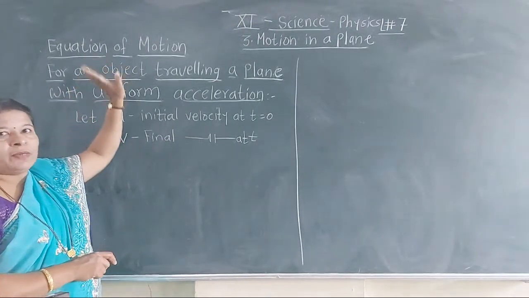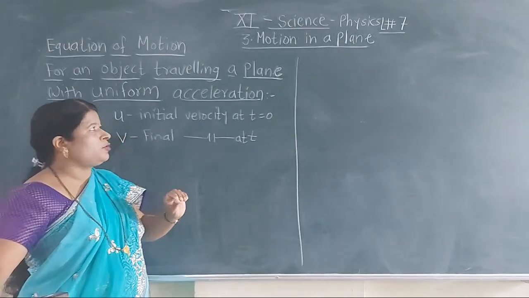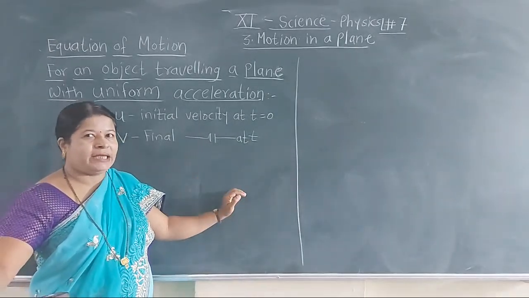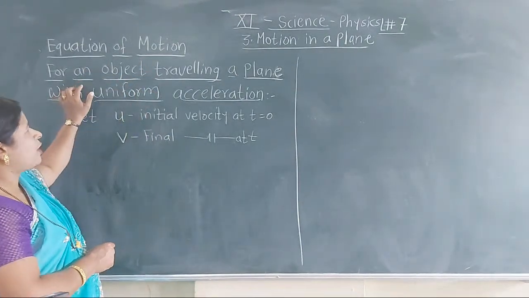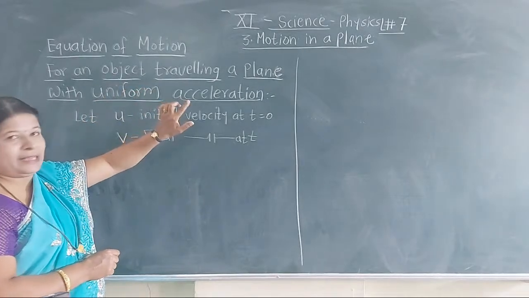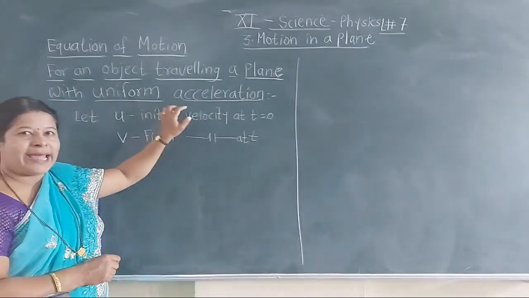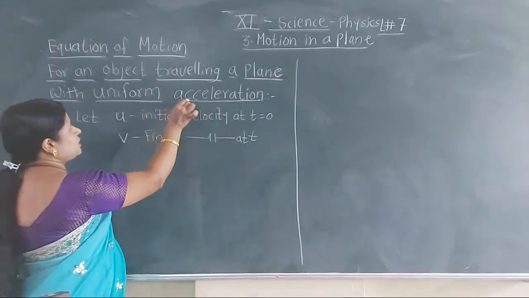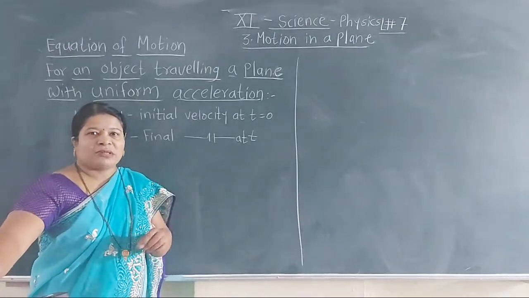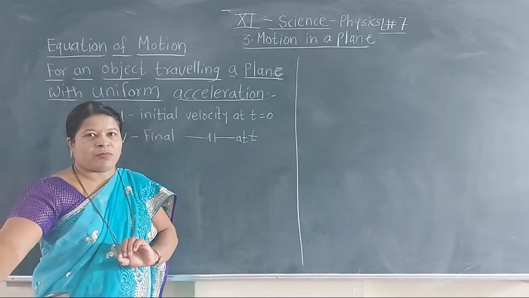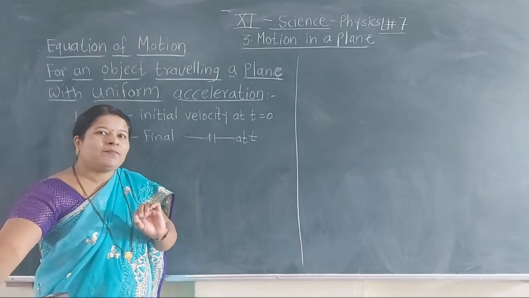Study equation of motion. Last topic of lecture number 6. Today we continue with that one again. That is equation of motion for an object traveling in a plane with uniform acceleration. Acceleration is uniform. Now we have to prove the equation of motion in a vector form, in a plane.